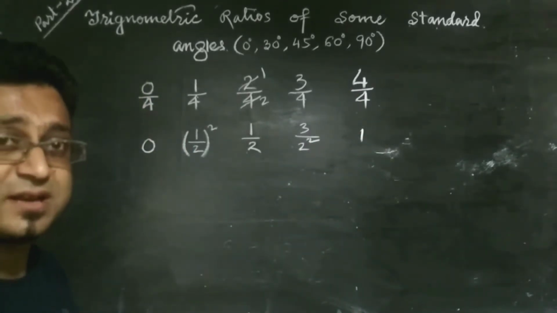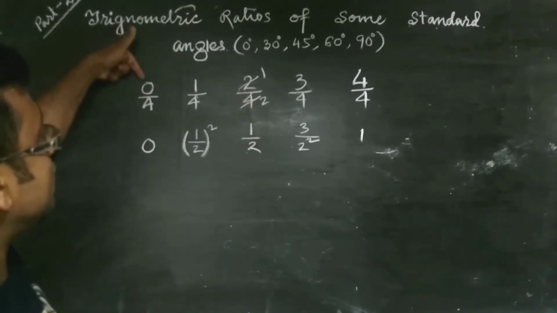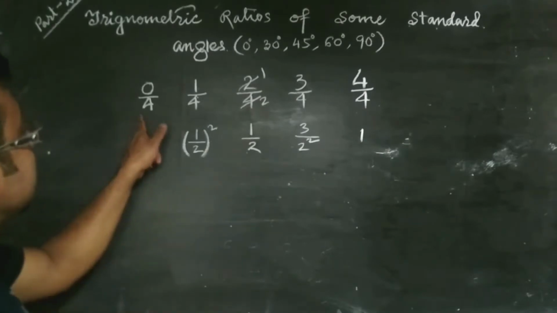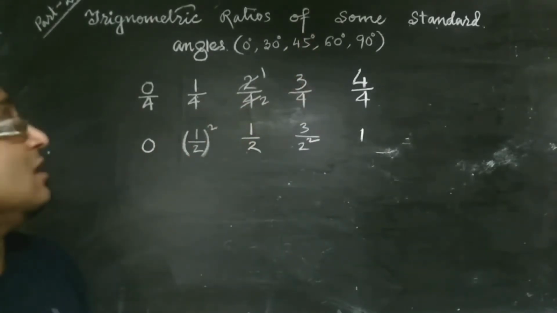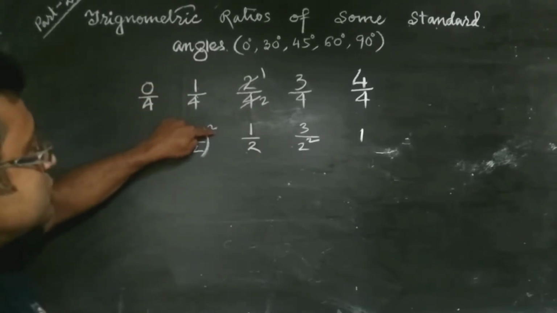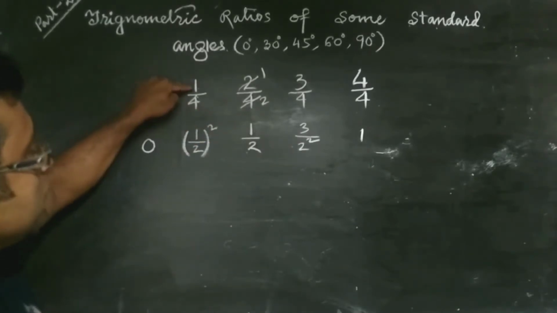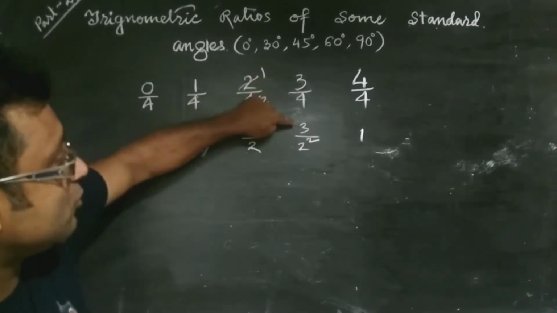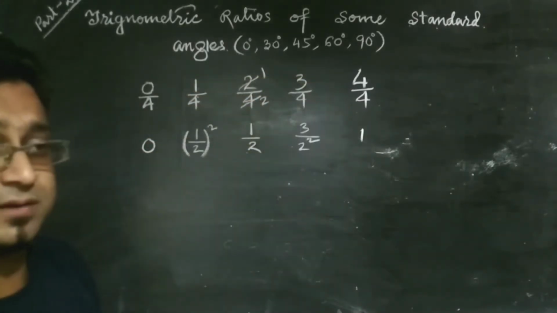Till now, any confusion? What have I done? I have written 0, 1, 2, 3, 4. Then I divided all the numbers by 4. 0 by 4 is 0. 1 by 4, I can write 1 by 2 whole square, because 1 square is 1, 2 square is 4. 2 by 4, after cancellation, 1 by 2. 3 by 4, 3 by 2 square. 4 by 4, 1.